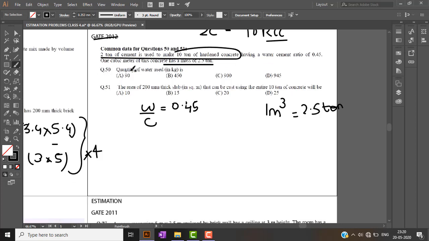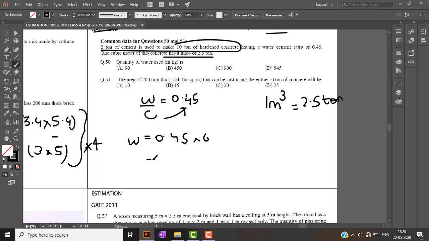Now in question 50, you have to find the quantity of water used in kg. Water by cement ratio is given as 0.45. So water will be 0.45 into cement, when we cross multiply. Now 2 ton of cement is used, and 2 ton is nothing but 2000 kilograms. So 0.45 into 2000 will give us the water required in kg, which is 900.